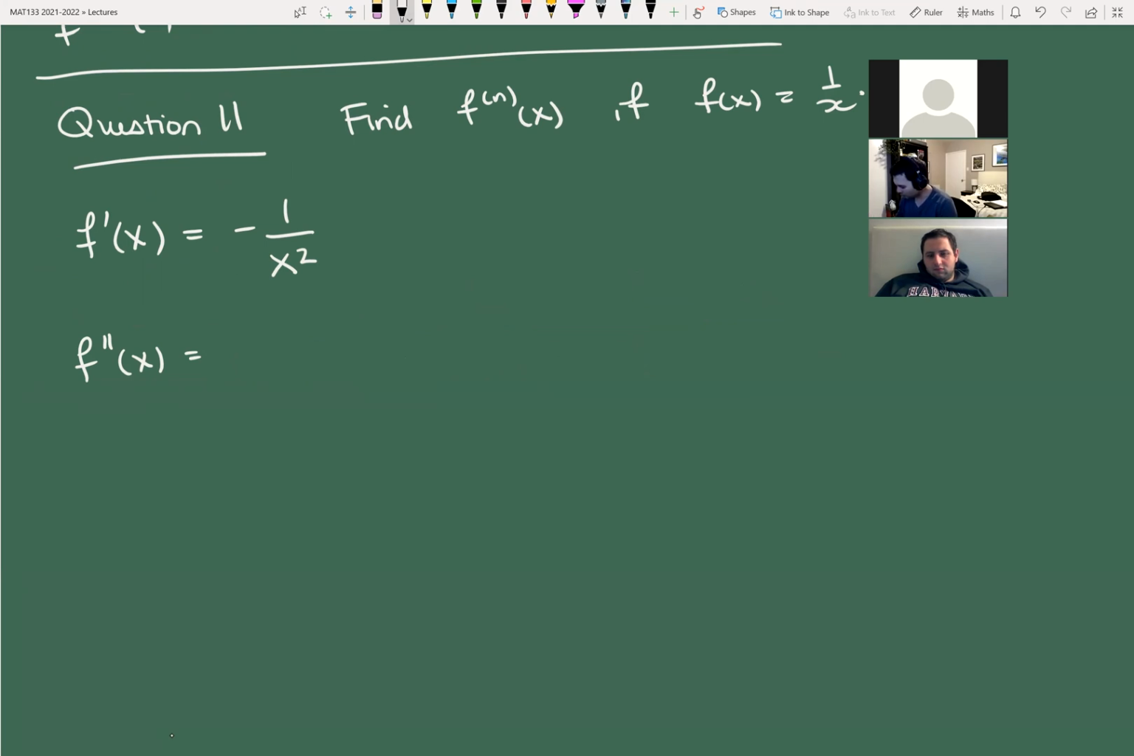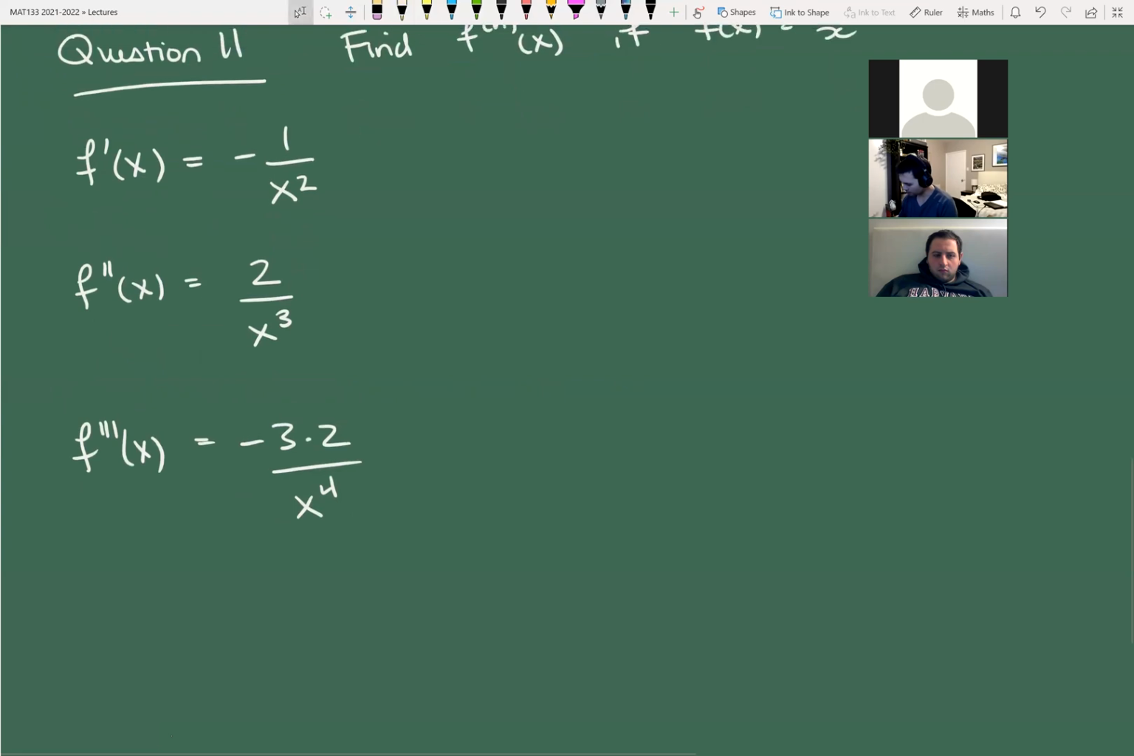Okay, so the next one is going to be 2 over x cubed, right? Or we could do that as like 2 times, well, let's just do 2. And then f triple prime is negative 3 times 2 over x to the 4. Maybe let's do another one. F to the 4 is 4 times 3 times 2 times 1 over x to the 5, like this.